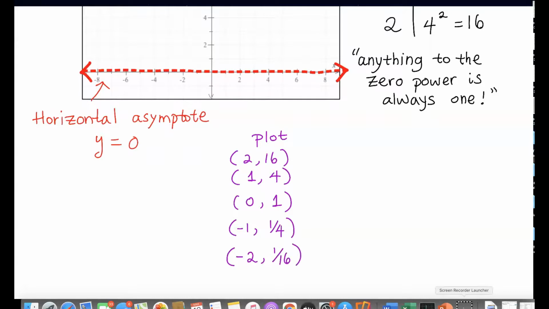I don't know if you noticed this pattern here. I do want you to see the pattern. Look at the y coordinates for me. Starting from 16, I want to say why the horizontal asymptote is true. If you look at the y values, starting with 16, you divide it by 4 to get 4, right? And then 4 divided by 4 is 1. 1 divided by 4 is 1/4. 1/4 divided by 4 is 1/16.